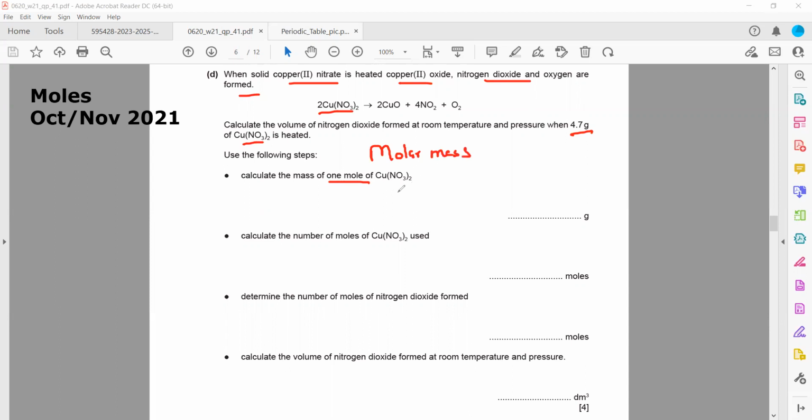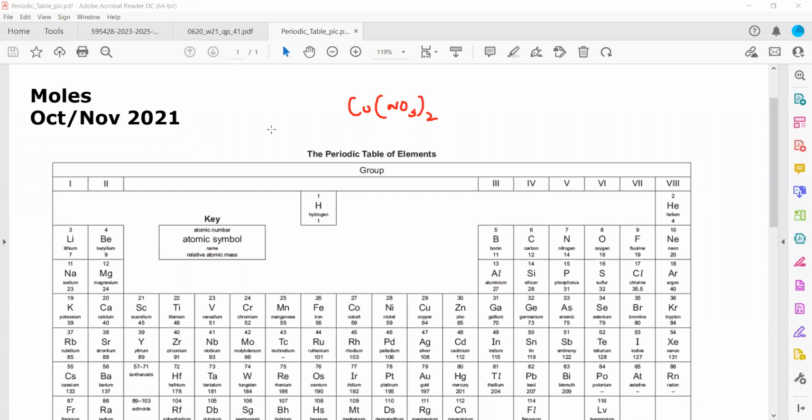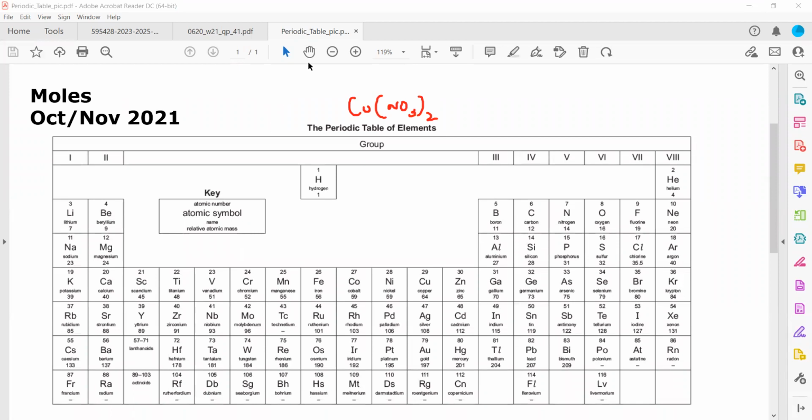So how can we find the molar mass of copper 2 nitrate, or copper nitrate? You have to use a periodic table for that. Mass of 1 mole means molar mass, and we need it for copper 2 nitrate, so Cu(NO3)2. Using this periodic table, first, what is the mass of copper? How much is copper?